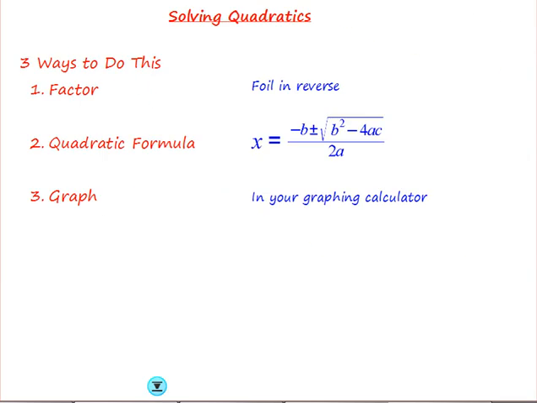There's three ways really that we're going to look at today. We're going to look at how to factor, which is essentially FOIL in reverse. We're going to look at the quadratic formula, which some of you know a song for that's embarrassing, that you should sing in the hallways more often. And then we're going to look at how to graph it in your graphing calculator. So three different ways to solve the same problem.